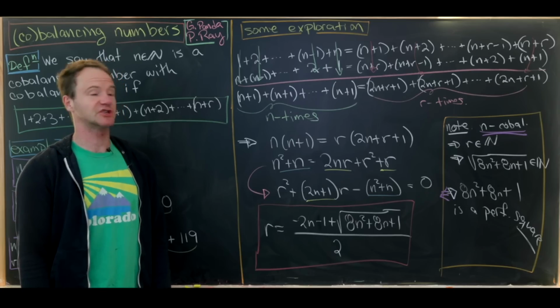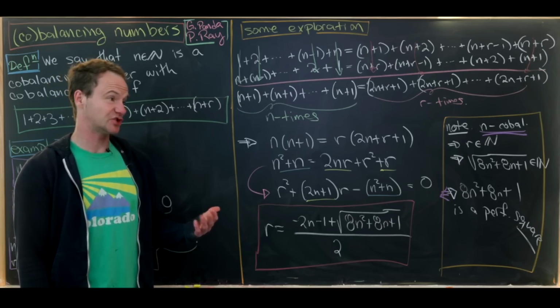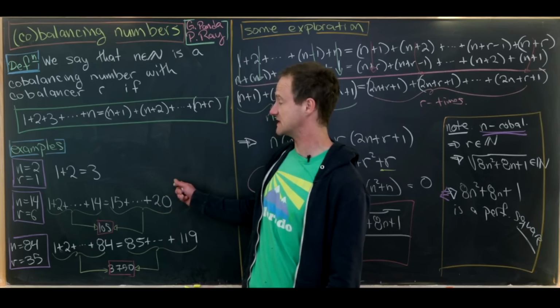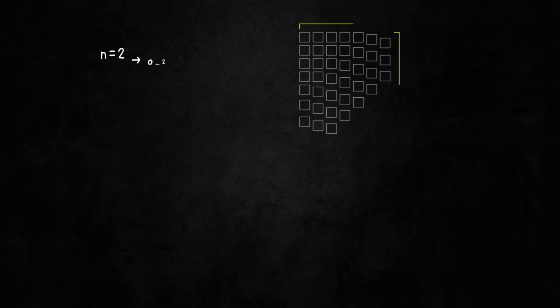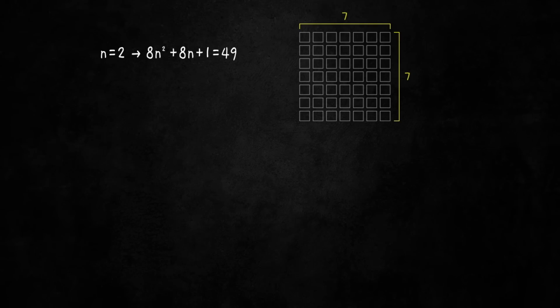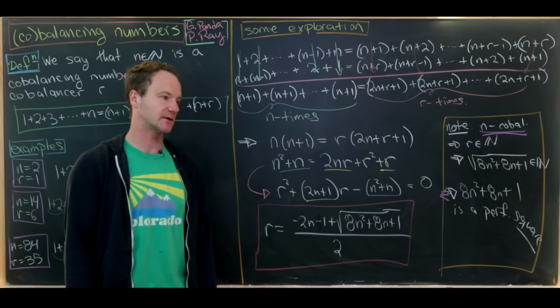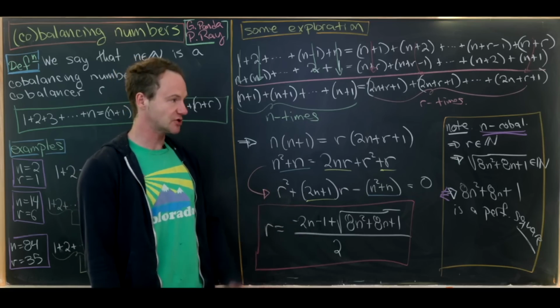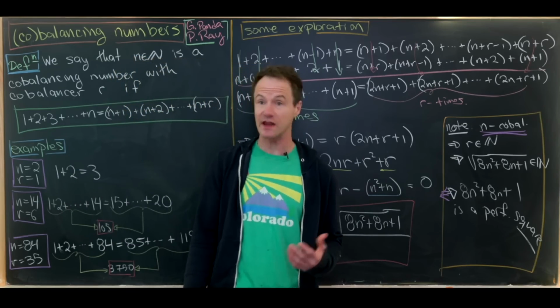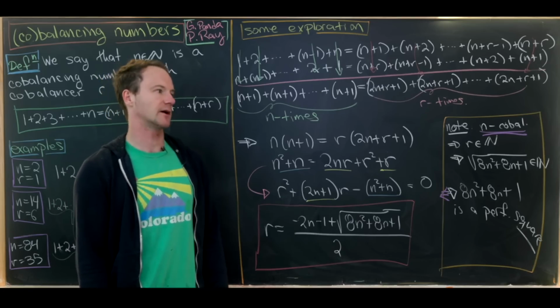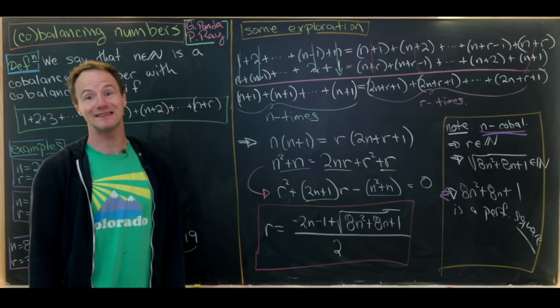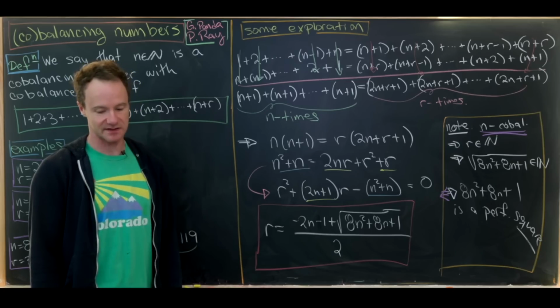So that's a pretty nice condition to start with. And in fact, you can check that it works with our first few examples over here. If you plug n into this expression 8n² + 8n + 1, you'll end up with 49. But 49 is a perfect square. Let's put that into contrast with what you get if you plug in 3, which is not a co-balancing number, into that quadratic expression. That would give you 97, but 97 is not a perfect square. So that's just an example of how this can quickly test whether or not we have a co-balancing number.